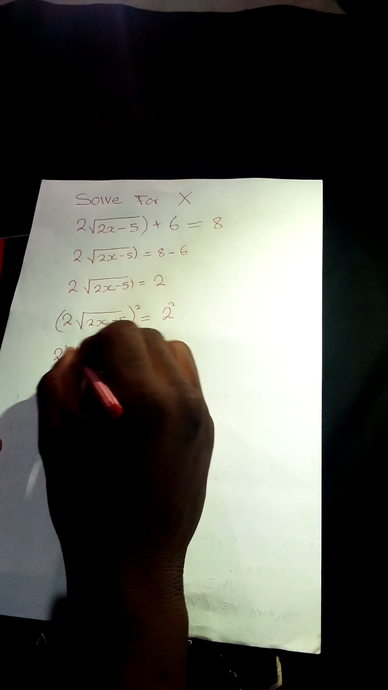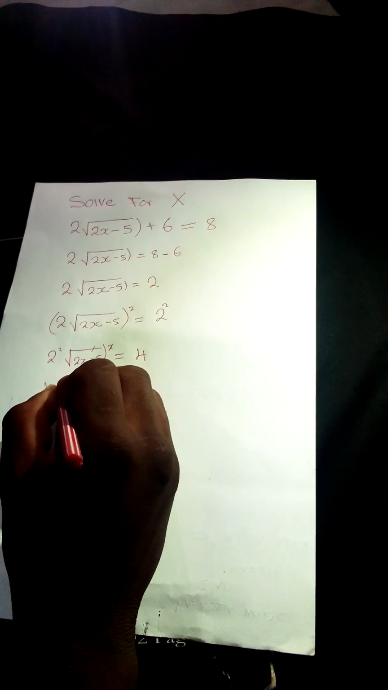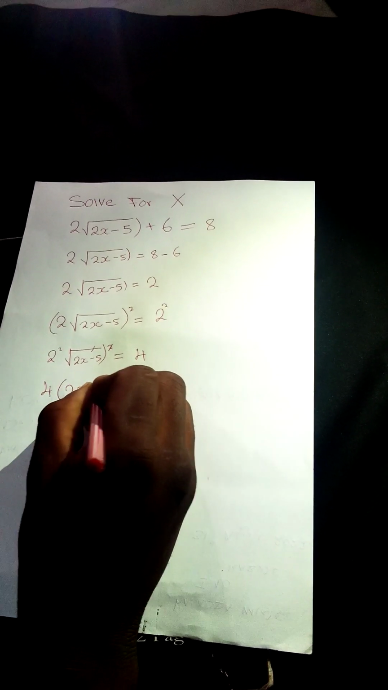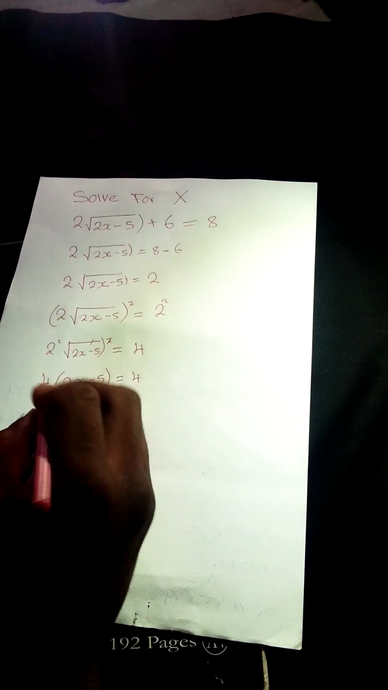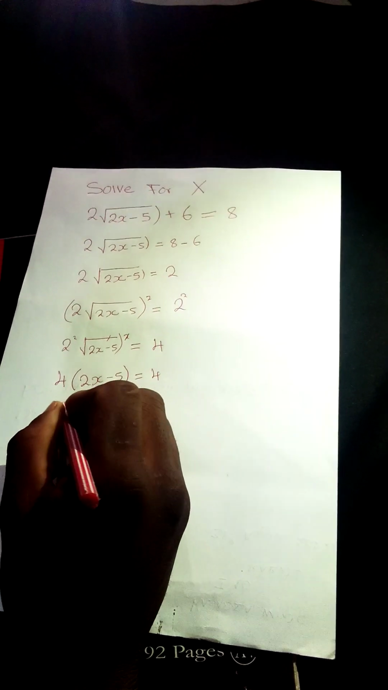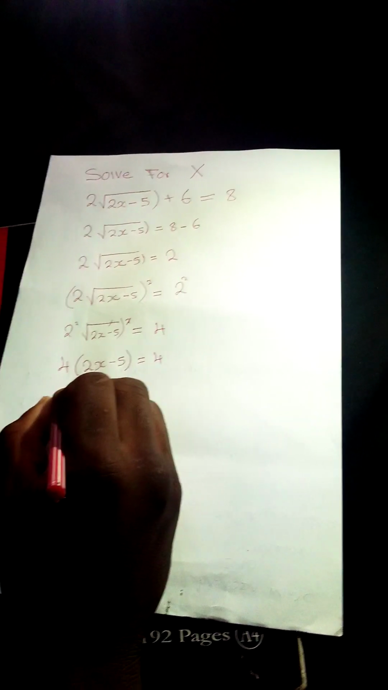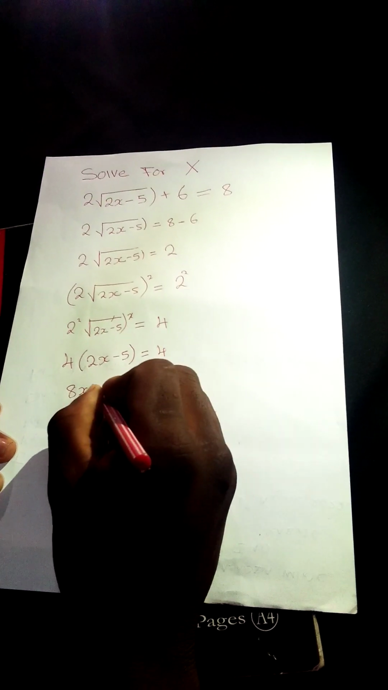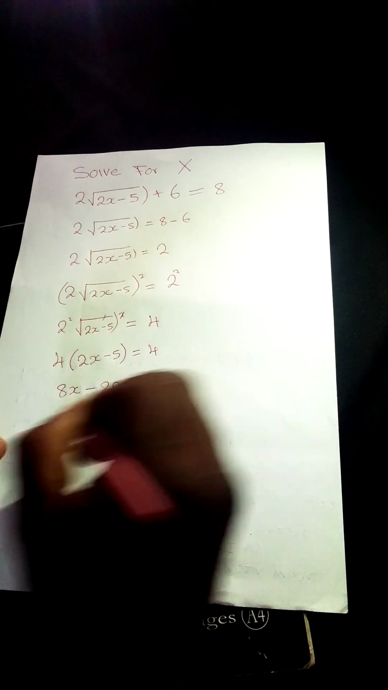Now the square and the square root will cancel. Then we open bracket and remain with (2x - 5) = 4. Since we have 4 outside the bracket, the number outside the bracket should multiply everything inside the brackets. So 4 times 2x is 8x, then 4 times negative 5 is negative 20, equal to positive 4.